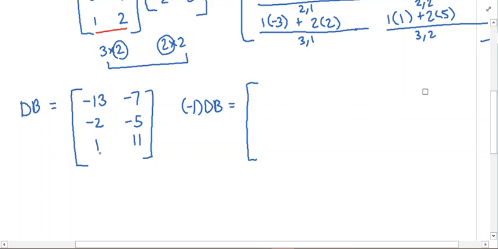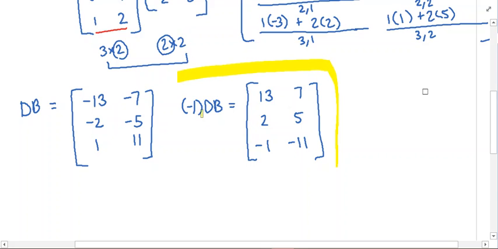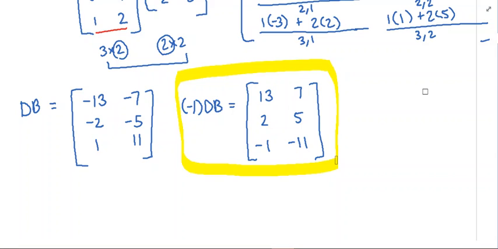So essentially what's going to happen is it's going to change the sign of every number inside. So we're going to get +13, +7, +2, +5, -1, -11. That is the result of -1 times D times B. This is not the final answer, but I'm going to box it because once we come back, once we do the next part, 3 times C times D, and get that result, we're going to have to add it back to this result. So I want to be able to easily find that.